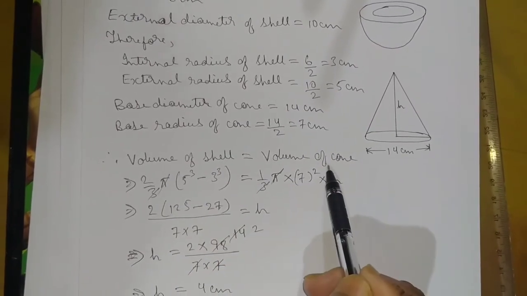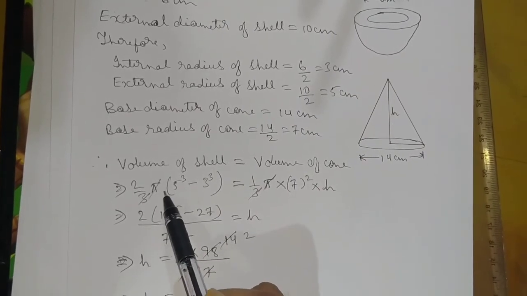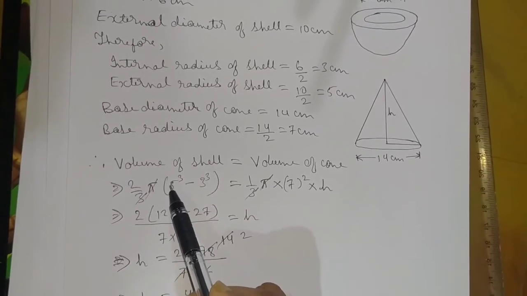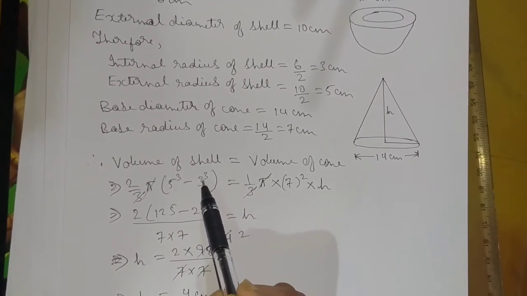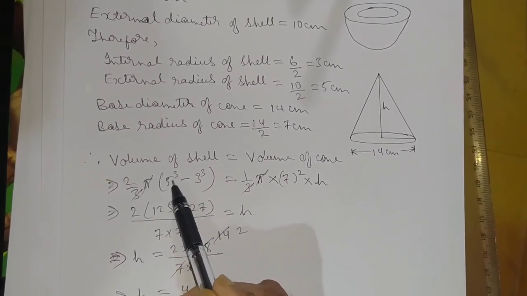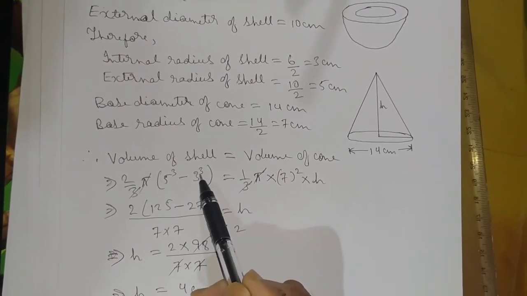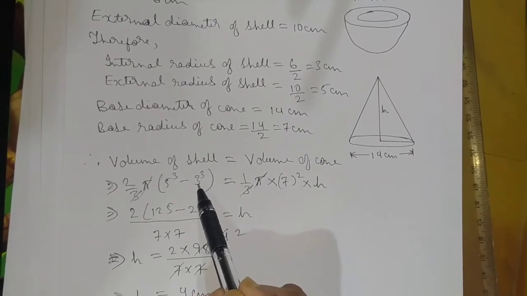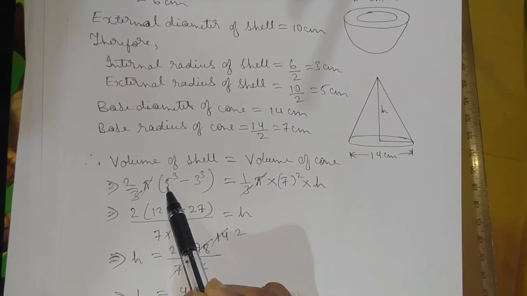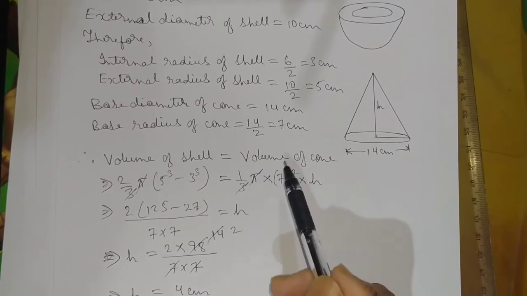So therefore volume of shell equal to volume of cone, and this implies that the volume of shell, the formula is 2 by 3 pi (capital R cube minus small r cube). Here capital R is the external radius and small r is the internal radius. So 2 by 3 pi into capital R cube, 5 cube, minus small r cube, 3 cube. 3 is the internal radius of shell, 5 is the external radius of shell. So 2 by 3 pi into 5 cube minus 3 cube is equal to volume of cone.